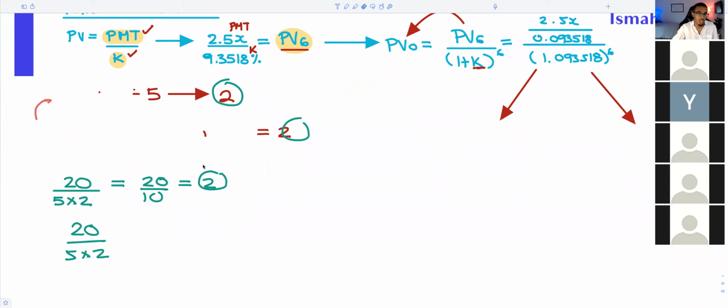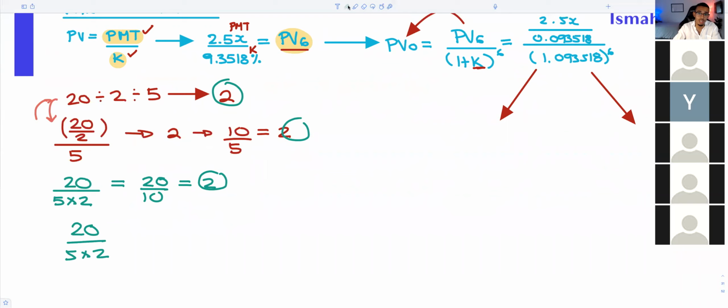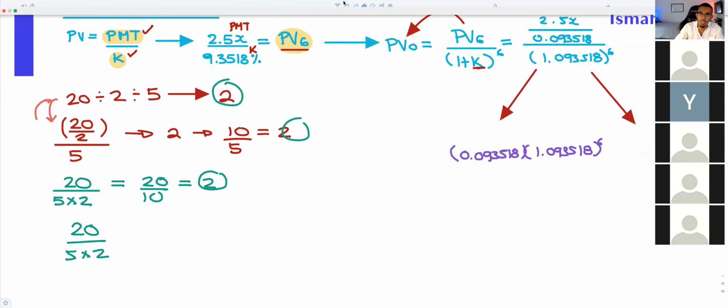So because we know this, actually I'll leave it on the screen, because we understand that, we could write what we have right here as simply 2.5x divided by 0.093518 multiplied by 1.093518 to the power of 6. Okay, and I'll just erase some stuff to make it look a little bit better. There you go.